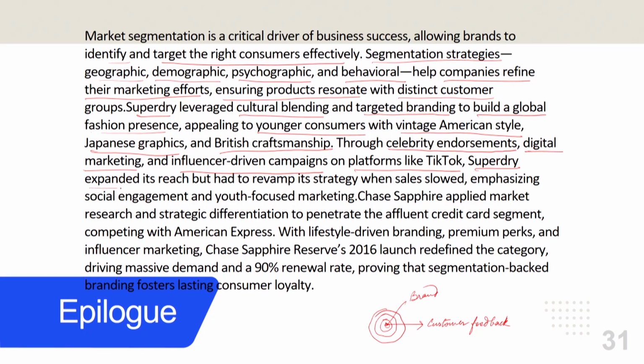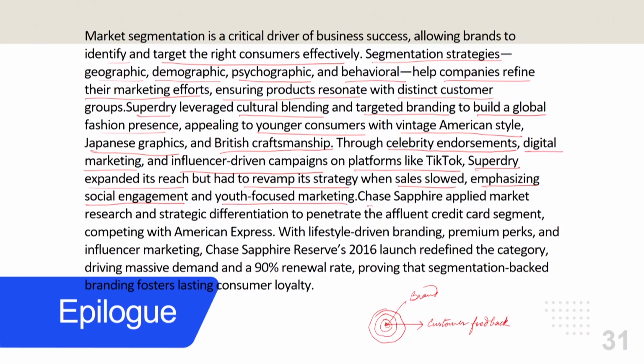Superdry expanded their reach through it, and they had to revamp their strategy when sales slowed. They emphasized social engagement as one of the spaces and focused on the youth to market their particular products, and that is how they showed up.